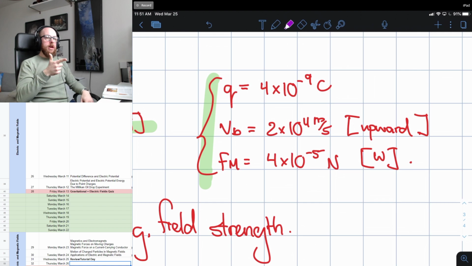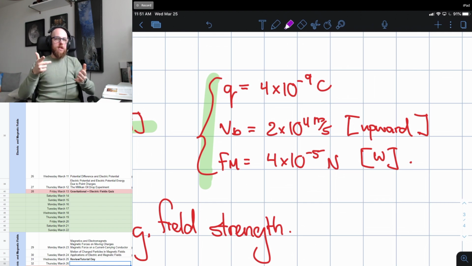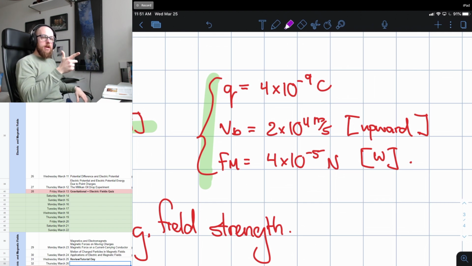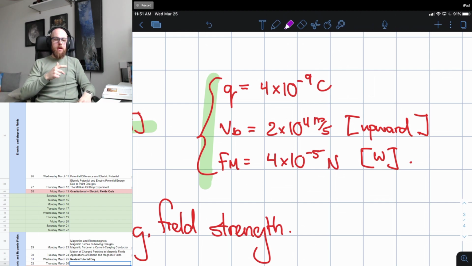Okay, is that clear for everyone? I know Costa, you got that right. Is everyone else cool with how we're applying the right hand rule there?